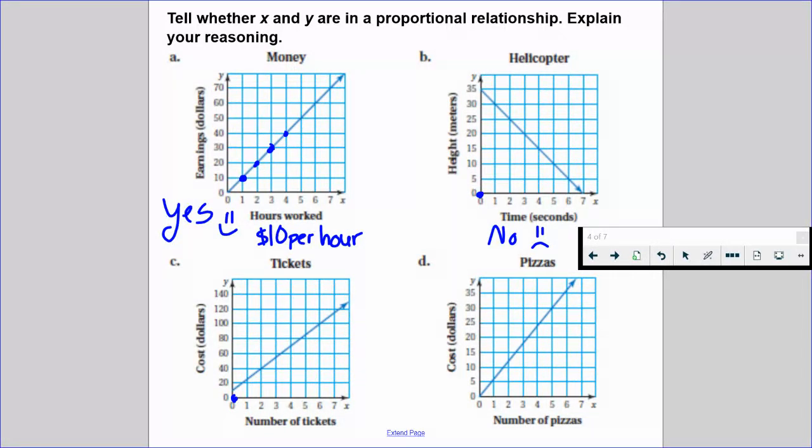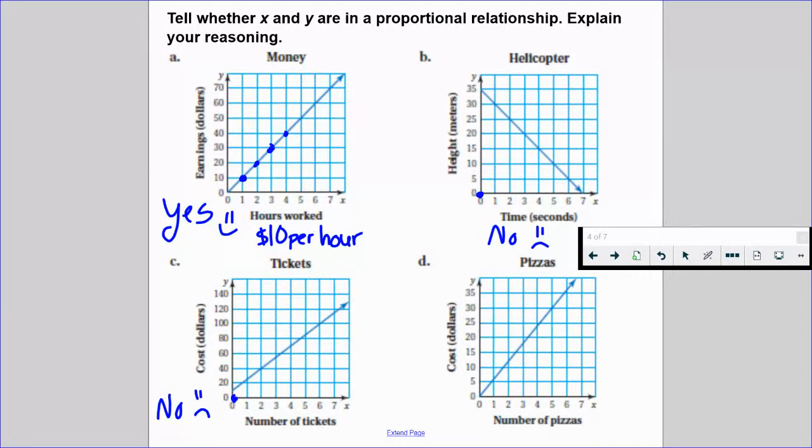Whoa, that's not fair. I don't want to pay for something that I'm never going to get, right? That is a very bad situation. So this is not proportional. It does not go through 0, 0. We shouldn't have to pay for tickets that we never actually acquire, right?